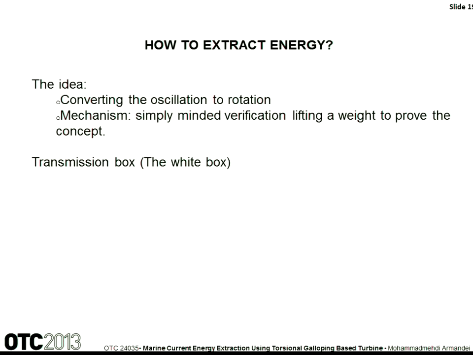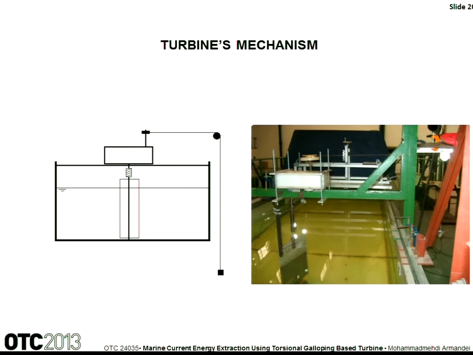Our idea was to convert the oscillation to rotation and to use the rotary motion to do some physical work, just to prove the concept that energy extraction using this phenomenon is possible. So we designed a transmission box and installed it on top of the setup you just saw in the previous slides. Here is the mechanism of the turbine.